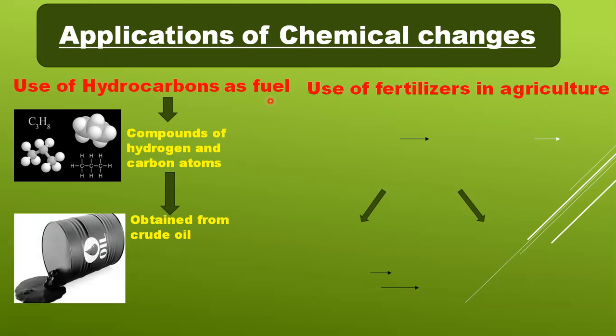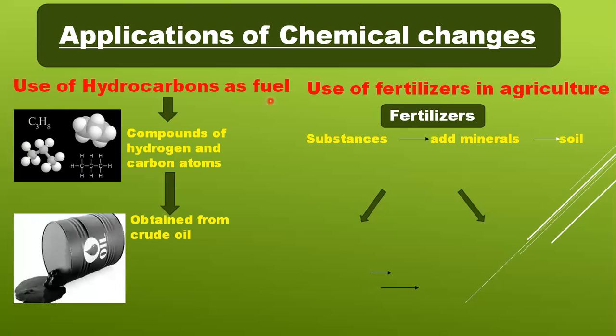Now come towards the next thing, which is the use of fertilizers in agriculture. So first of all, we will discuss what fertilizers basically are. Fertilizers are basically substances that add minerals to the soil. Now we discuss why we use fertilizers. We use fertilizers to increase the fertility of the soil.